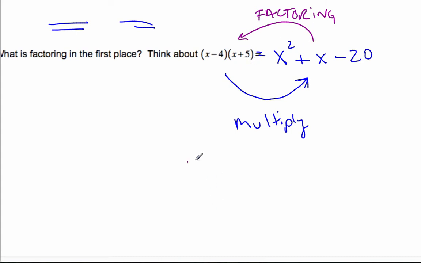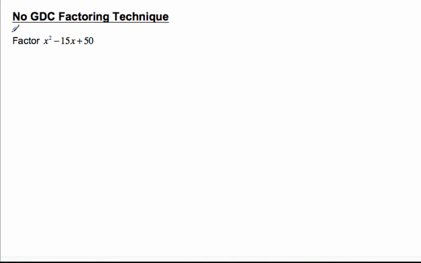The same thing if I look at 36. What are two factors of 36? Well, 4 times 9. That's kind of undoing multiplying. I'm looking for the things that multiply to get 36. That's just one possibility. So factoring is kind of undoing multiplying. So in doing this, now I'm going to consider this scenario here.